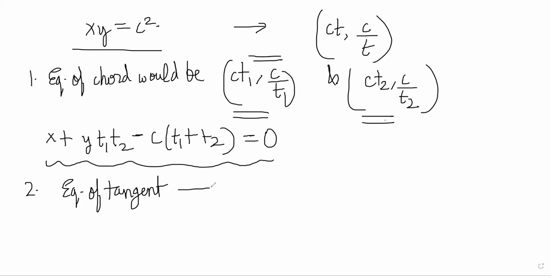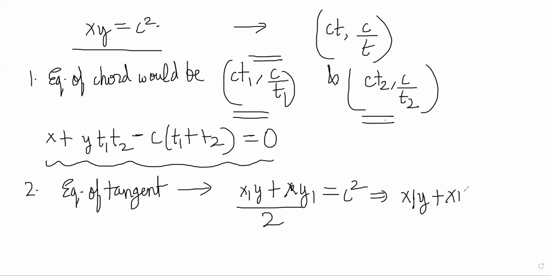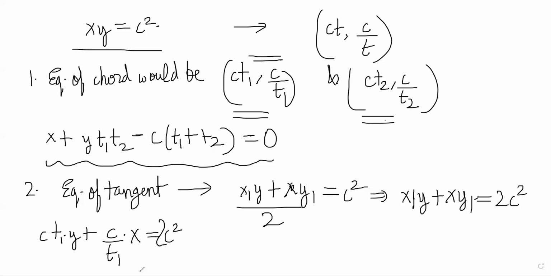would be, how do we obtain that? We can say by the replacement method, 2xy was replaced by x1y plus xy1. So xy is replaced by x1y plus xy1 by 2 is equal to c square. So you get x1y plus xy1 is equal to 2c square. And for x1, we will put ct1 and c by t1. So we will get ct1y plus c by t1 x is equal to 2c square. This c gets cancelled. And finally, the tangent equation has come as t1y plus x by t1 is equal to 2c.